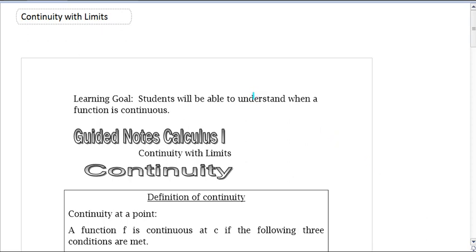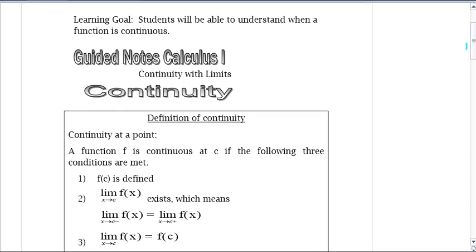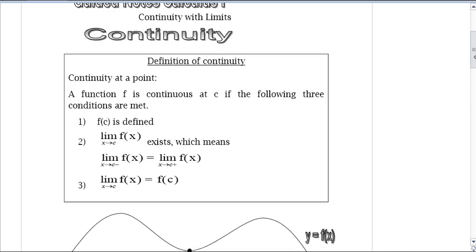Okay, today we're going to take a look at continuity with limits. So let's go ahead and start. Learning goal: students will be able to understand when a function is continuous. We've looked at this in previous videos, but we're going to do it once more analytically. Let's go ahead and review.